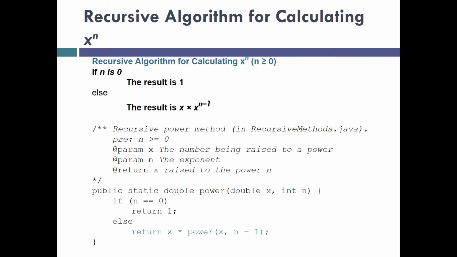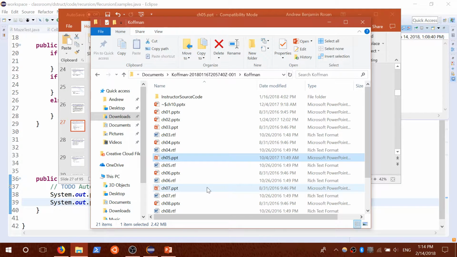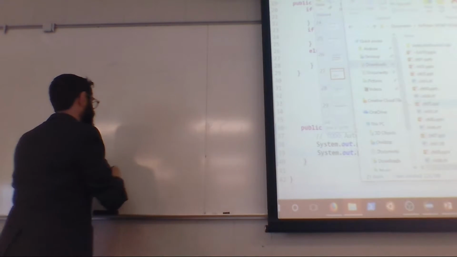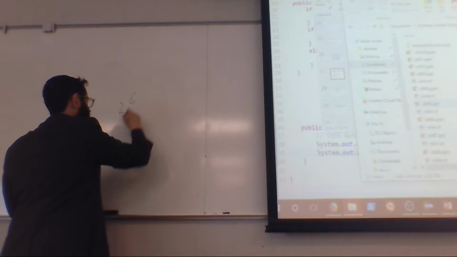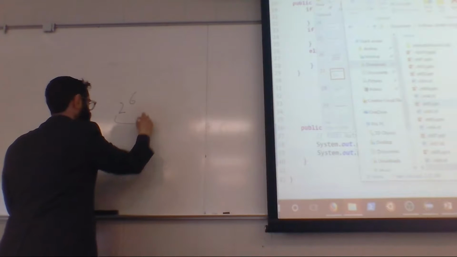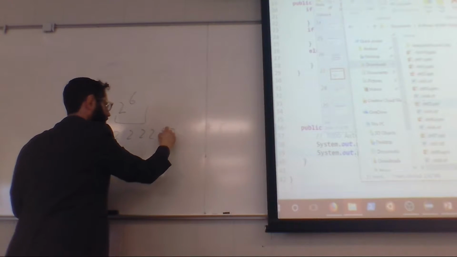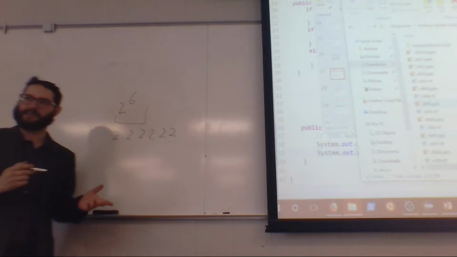So here, this is the recursive algorithm for calculating x to the nth power, and I'm just going to make it a bit simpler to read. If we remember from all the way back when we learned what an exponent was, it's just a shortcut for multiplication. So if I do 2 to the 6th power, that is really 2 times 2 times 2 times 2 times 2 times 2, 6 2's multiplied together. So let's think about this recursively.